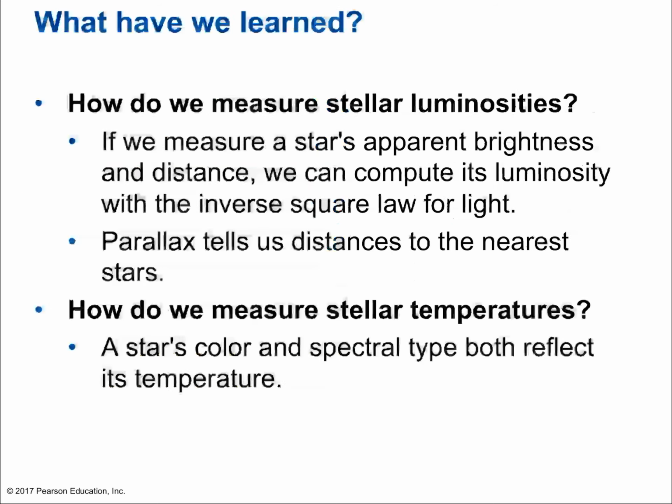Okay. So in summary, if we measure a star's apparent brightness and distance, we can compute its luminosity with the inverse square law for light. Right? That was the first idea. We've had so many ideas you may have forgotten already. Parallax tells us distance. Okay, that's one way, but that's an important way. In fact, it was the first way that we measured distances, historically speaking. Furthermore, a star's color and spectral type both reflect its temperature.